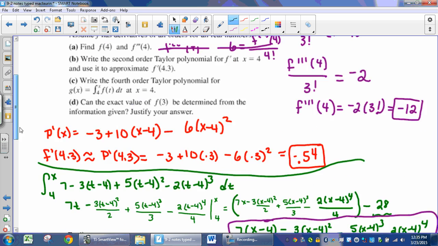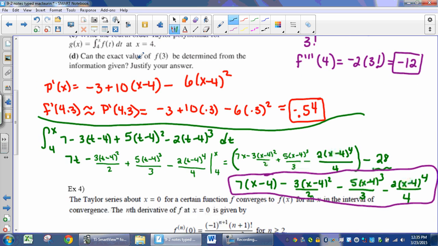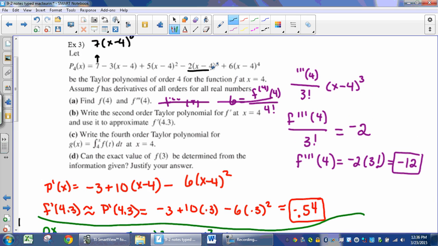Okay, I have D, and then we'll probably stop here. Can the exact value of f of 3 be determined from the information given? Justify your answer. Well, this is centered at 4. So no, I cannot find the exact value of f of 3, because if I wanted f of 3, I would need an infinite polynomial that matches a function, and I need to know its interval of convergence and all of that. So can the exact value of f of 3 be determined? No, because P is only an approximation. It is not the actual value of the function, okay?